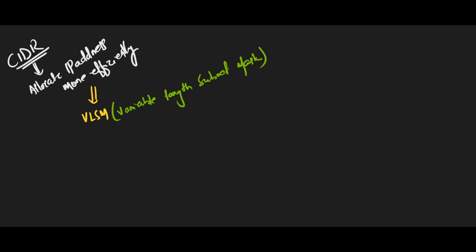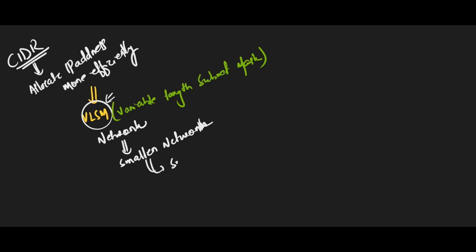So what is VLSM? VLSM allows a network to be divided into smaller networks, or you can say smaller subnets. Why do we need to divide a network into smaller subnets?